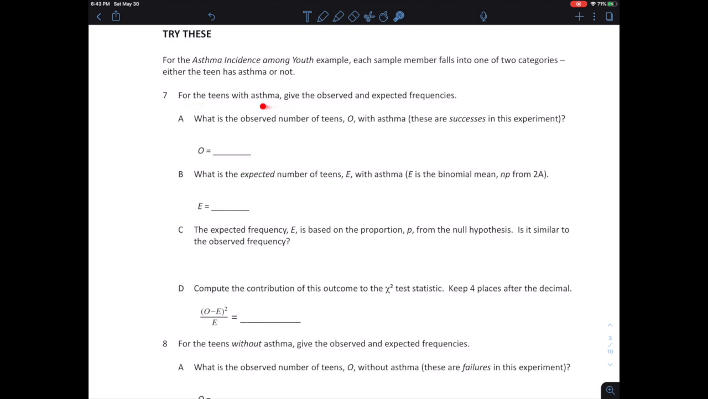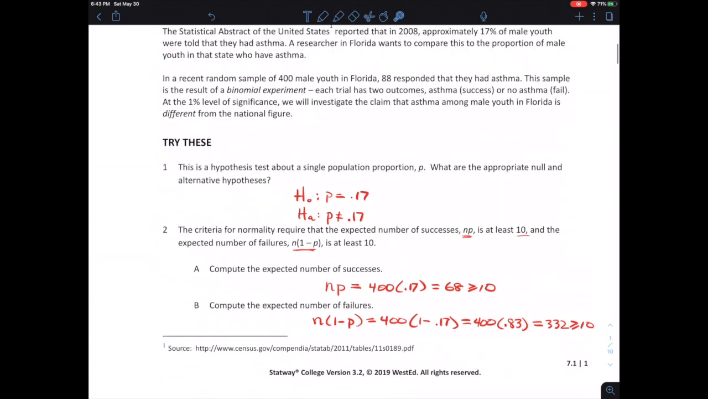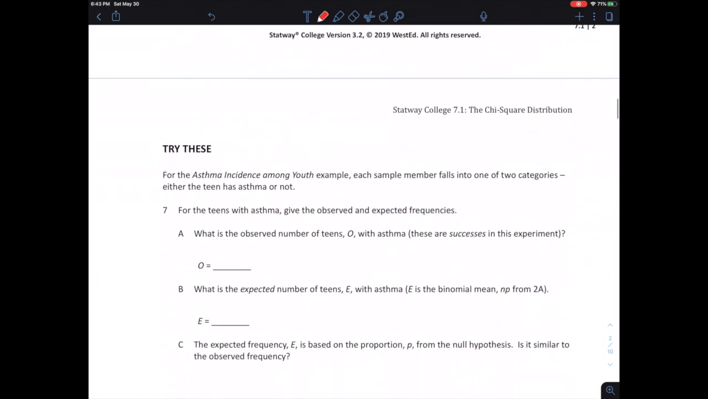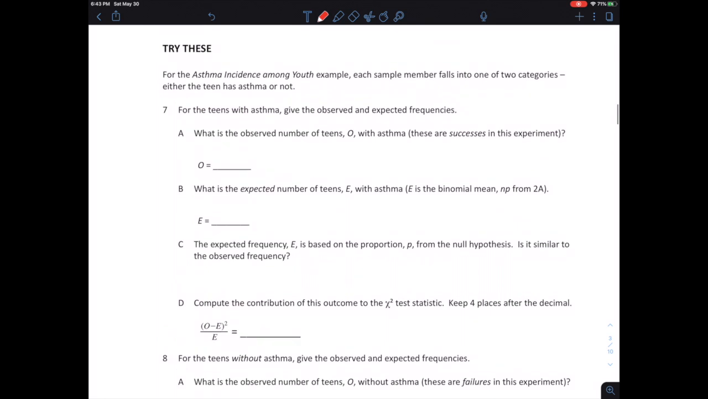So for the teens with asthma, give the observed and expected frequencies. So A, what's the observed number of teens with asthma? These are the successes in the experiment. If you go back to the original problem, it said that there were 400 kids and 88 had asthma. So that's the observed number of what we're calling successes, 88.